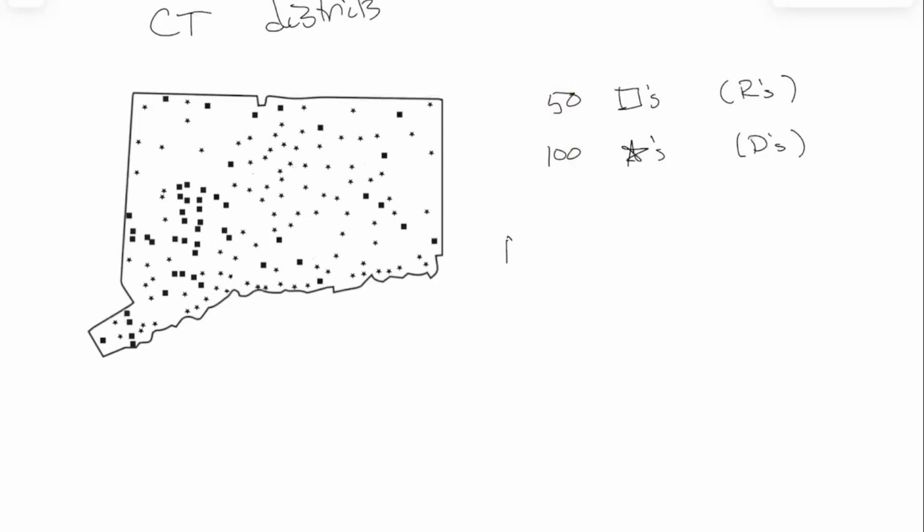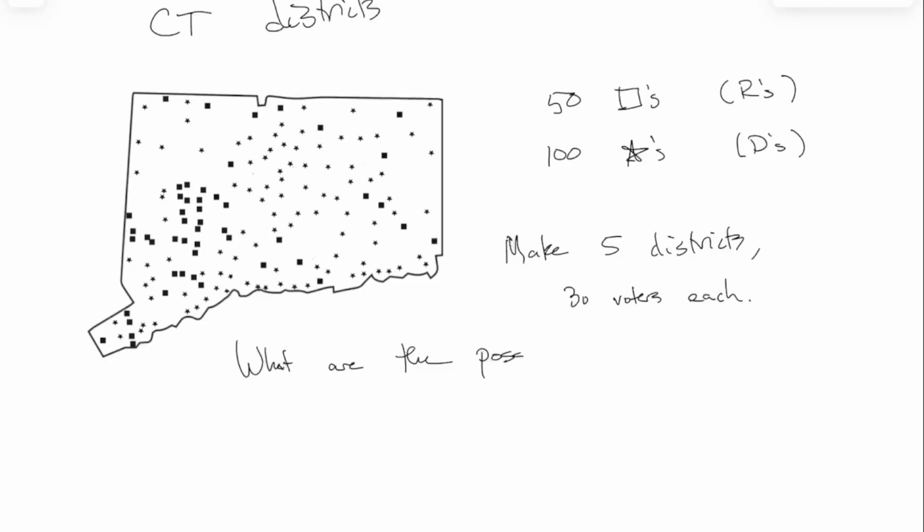Let's make 5 districts of 30 voters each. Connecticut in real life does have 5 congressional districts, and you have to make them have roughly equal populations. So I would like to make 5 districts of 30 voters each. And let's just talk about what the possible outcomes are, just because we are not going to have time to draw all the pictures. What are the possibilities?